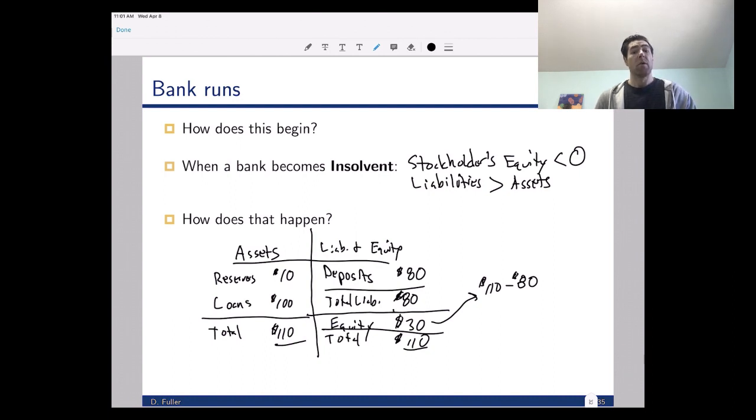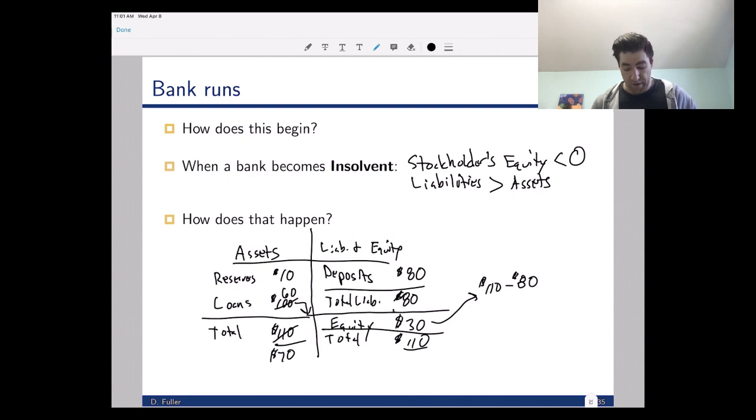Now, what happens if the value of the loans that the bank has decreases? Maybe people start defaulting on the loans, right? Maybe we have an economic crisis and people are laid off and they're no longer able to pay their mortgages. That decreases the value of the bank's assets, its loans. So what happens if the value of my loans decreases? Let's make a pretty extreme case, decreases by 40% to $60 million. Now my loans are only worth $60 million, which means my total assets only add up to $70 million.